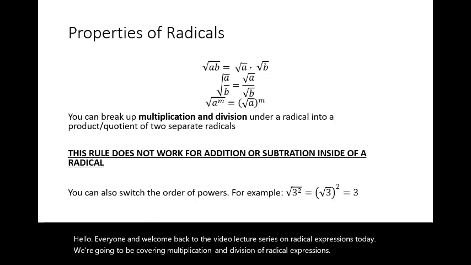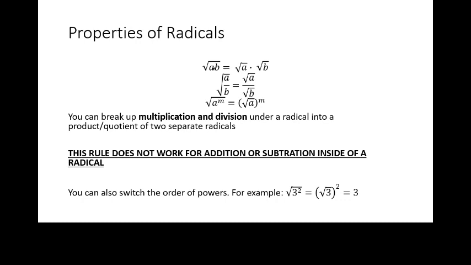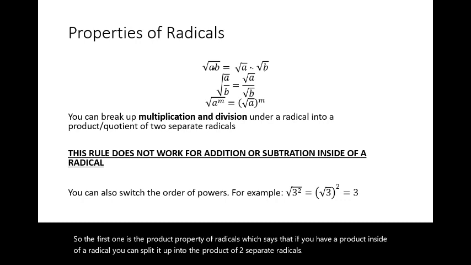So the first one is the product property of radicals, which says that if you have a product inside of a radical, you can split it up into the product of two separate radicals. So you can take the square root of a times b and write it as the square root of a times the square root of b. Then the quotient property of radicals says that if you have a quotient or fraction inside of a radical, you can simply take the square root of the top and the square root of the bottom.